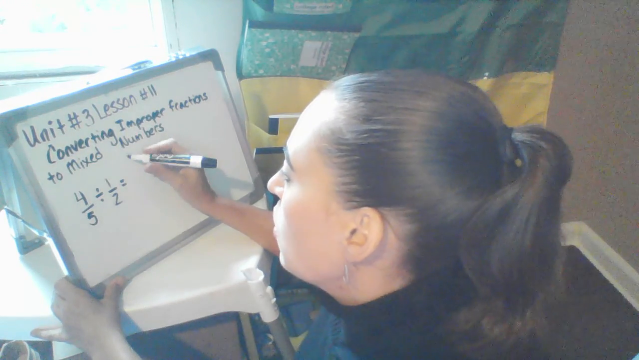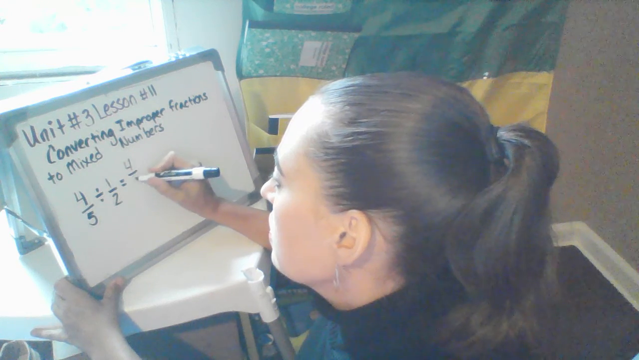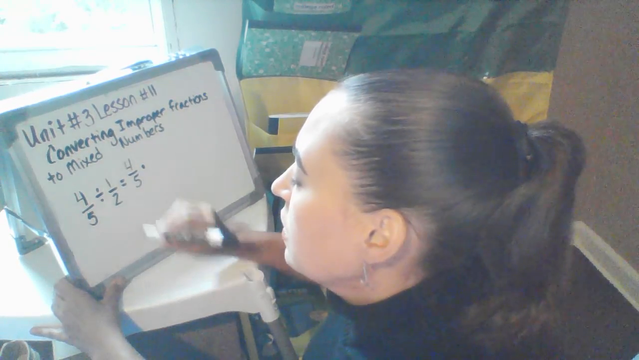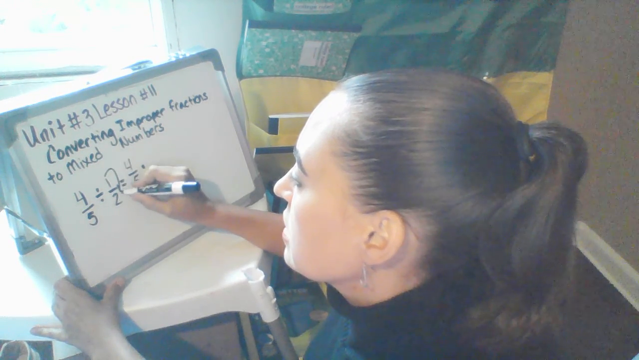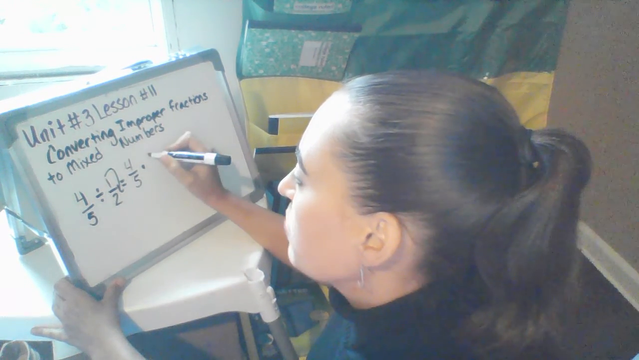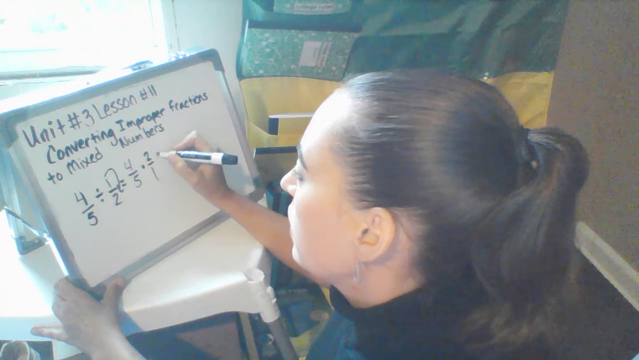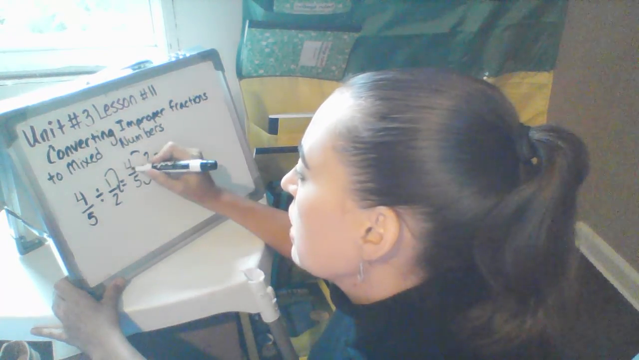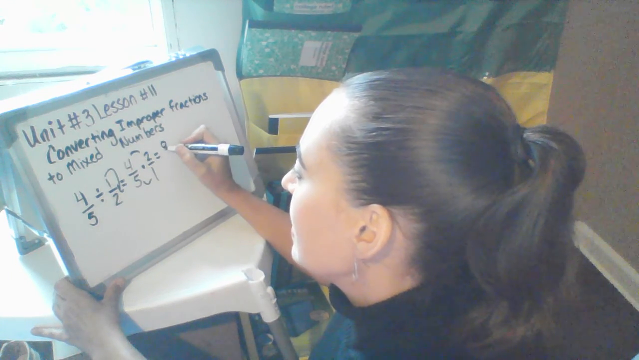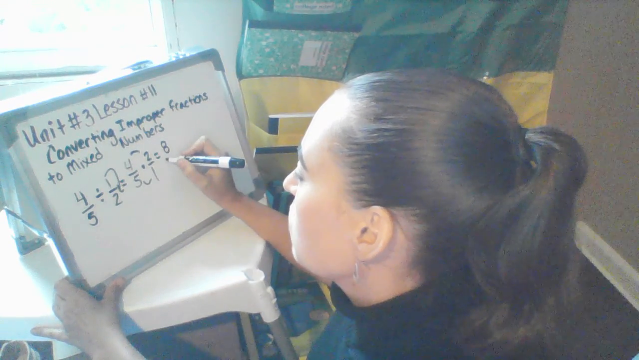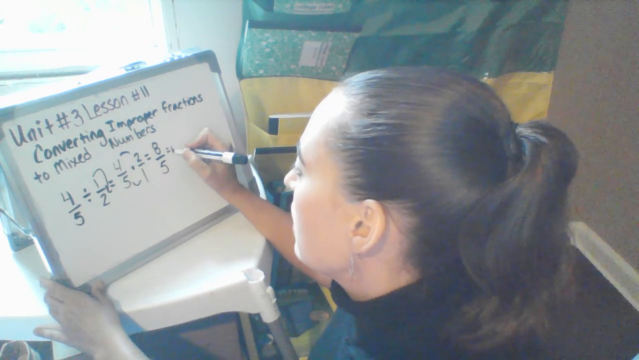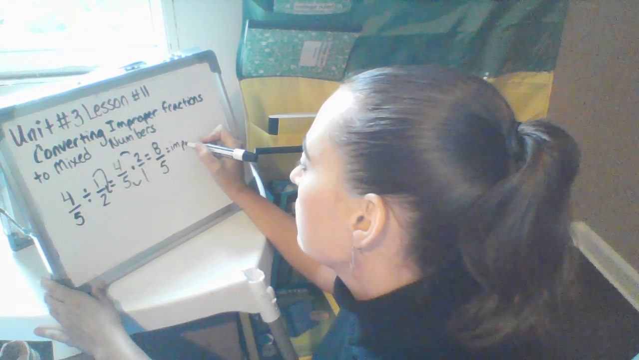So remember, step 1 in dividing fractions is the division sign becomes a multiplication sign, and you make this the reciprocal. So 1/2 becomes 2 over 1. Then you multiply your numerators and you multiply your denominators. 4 times 2 is 8. 5 times 1 is 5. So now you see you have an improper fraction.